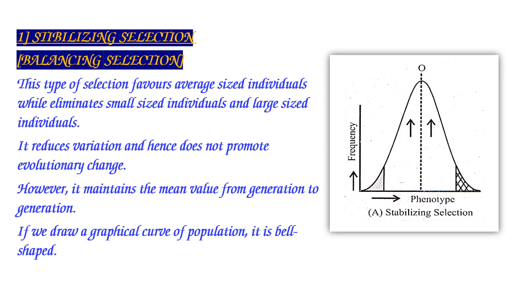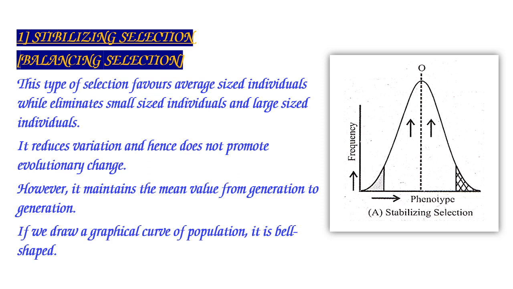This type of selection favors average sized individuals while eliminating small sized individuals and large sized individuals. It reduces variation and hence does not promote evolutionary change. However, it maintains the mean value from generation to generation. If we draw a graphical curve of the population, it is bell shaped. So let's see the graphical representation of stabilizing selection.